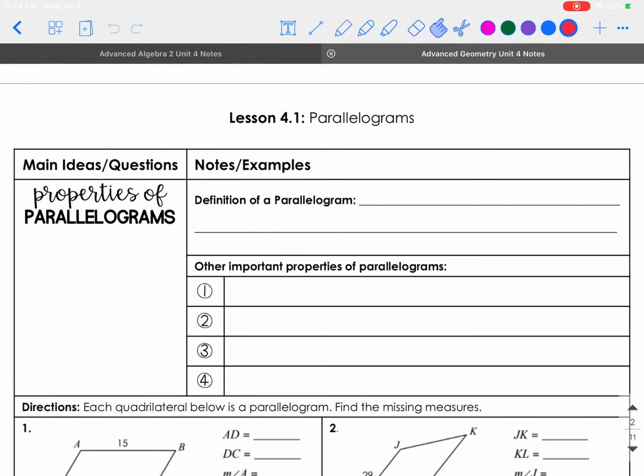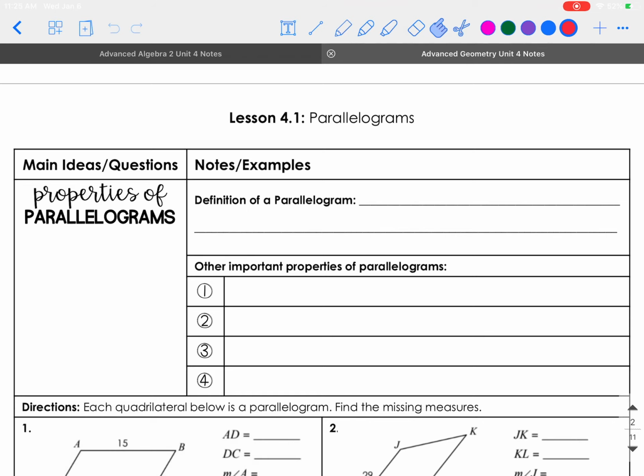All right, welcome to Unit 4. We're going to learn all about quadrilaterals. And remember, a quadrilateral is just a four-sided figure, but we're going to learn about specific ones and all of their properties. So the very first one we're going to learn about is a parallelogram.